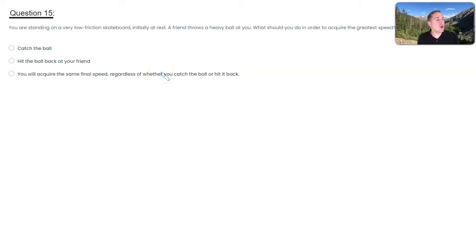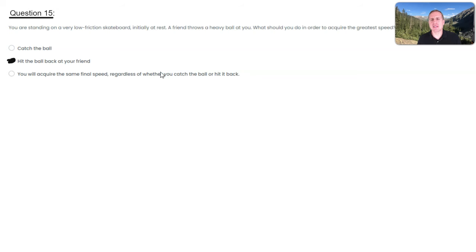Question 15. You are standing on a very low friction skateboard, initially at rest. A friend throws a heavy ball at you. What should you do in order to acquire the greatest speed? Catch the ball, hit the ball back at your friend, same final speed whether you catch the ball or hit it back. So this is a change in momentum problem, and hopefully you're aware that the correct answer is you should hit the ball back to your friend.